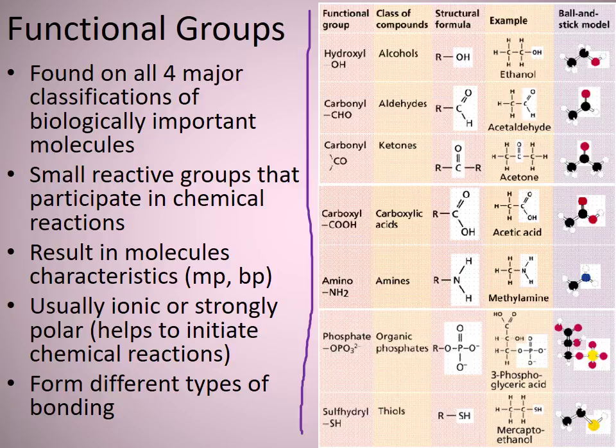And these functional groups serve as small reactive groups. And again, they will participate in chemical reactions. And not only that, the functional groups found on these macromolecules, they are what provide that molecule with specific characteristics. For instance, melting point and boiling point. These functional groups are usually ionic or polar. And again, it's because of this polarity between the functional groups found on these molecules that allows for the participation or initiation of chemical reactions.